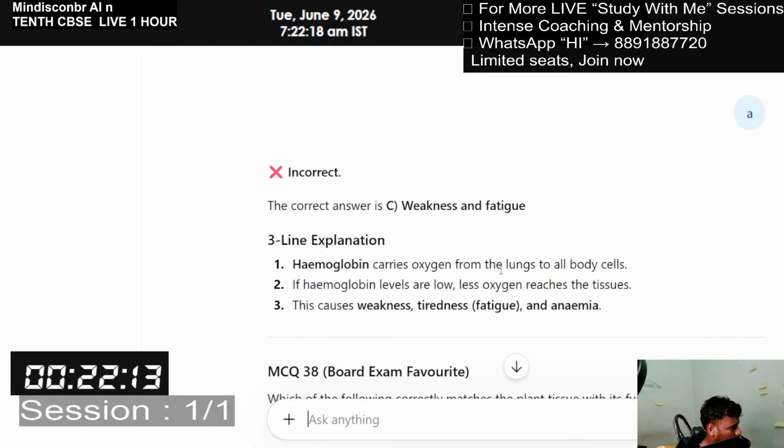Hemoglobin carries oxygen from the lungs to all body cells. If hemoglobin levels are low, less oxygen reaches the tissues. This causes weakness, tiredness, fatigue, and anemia.